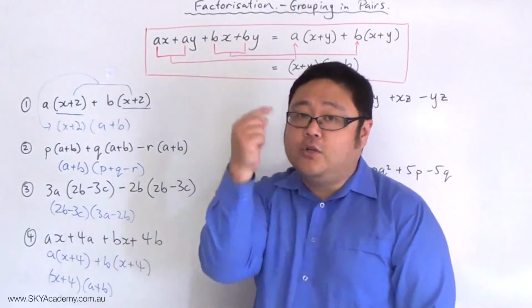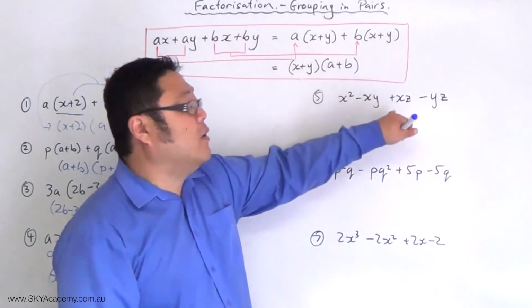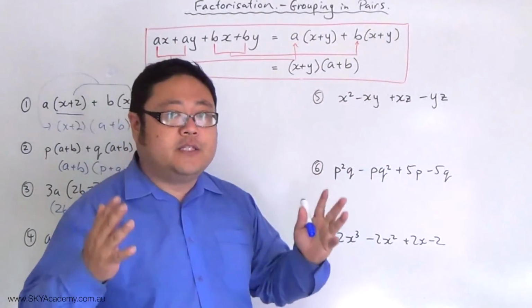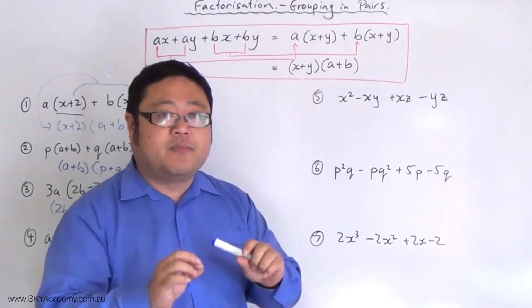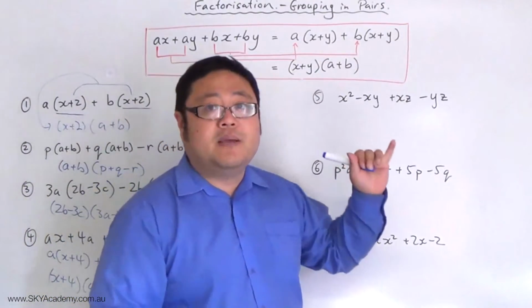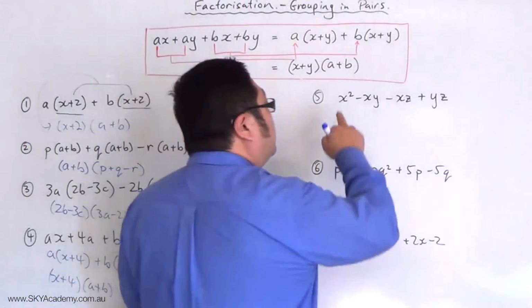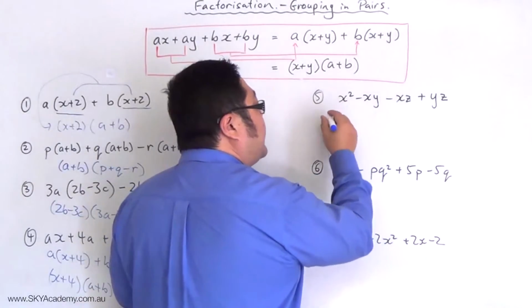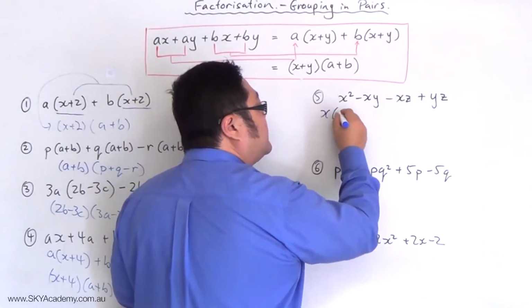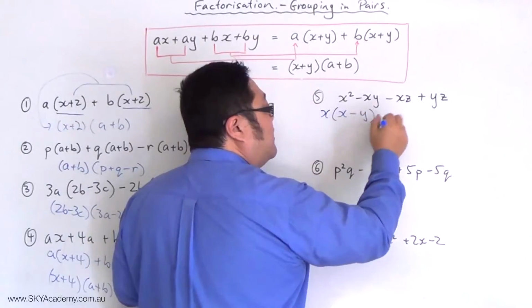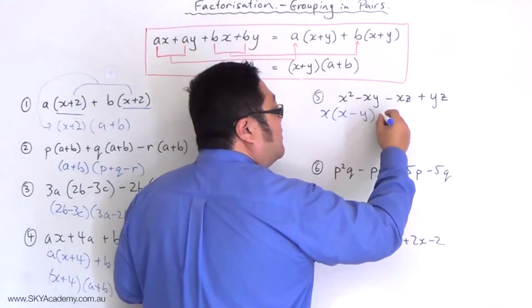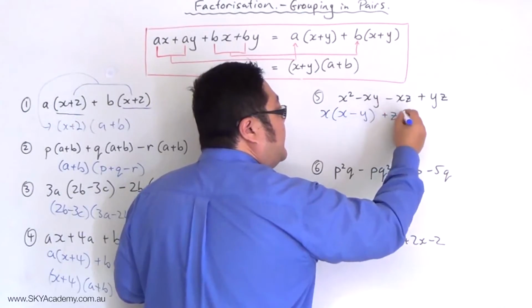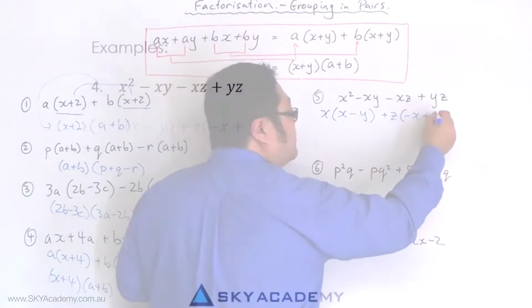Alright, so I'm going to do this question here where you might go, hold on a tick, these two terms aren't the same, and it'll be because you haven't done something right. Okay, so I'm going to deliberately make a mistake on the next one. If you take out the x, you're left with x outside of x minus y. And if you take out the z, you're left with plus z outside of minus x plus y.